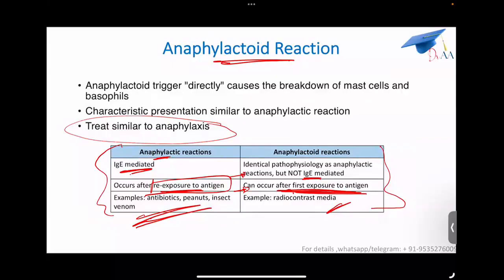Doctor, in anaphylactoid, after the contrast, can the patient have an allergy without prior exposure, I mean after many days?